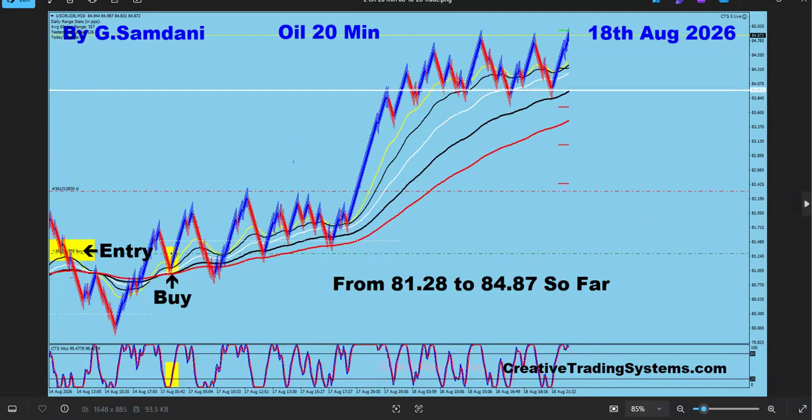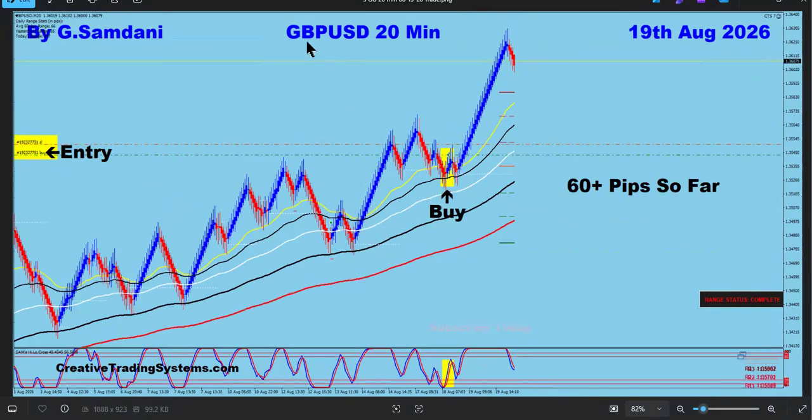Here you can see oil. Oil is on the rise again, and this one is from 81 to almost 85. And this one, Pound USD for 60 pip. Remember the daily average range is 66. So it went up right from here all the way to 66, and then it was dropping. I closed the trade because the daily range is over, the trade is over.